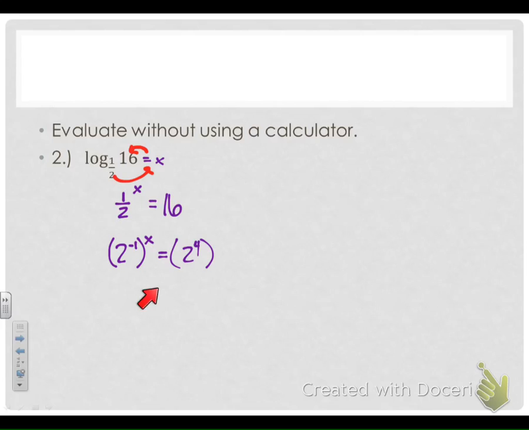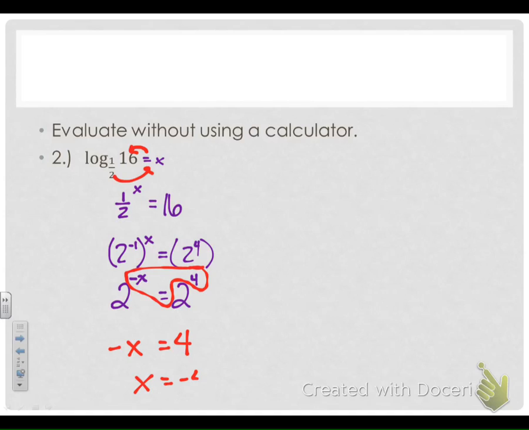Technically I don't need parentheses here, but when you have a power raised to a power, you multiply powers. So 2 to the negative x power equals 2 to the 4th. We can zoom in on those exponents. Since the bases are the same, negative x needs to equal 4. Divide by negative 1 on both sides. This expression will simplify to negative 4. So I either could say x equals negative 4 or just the answer negative 4 is fine.